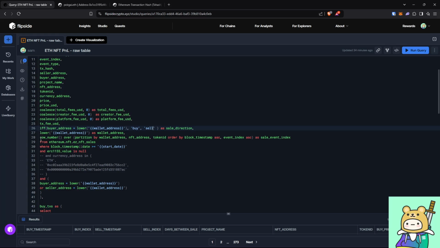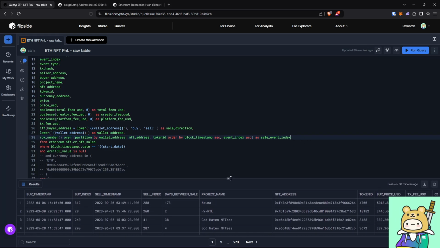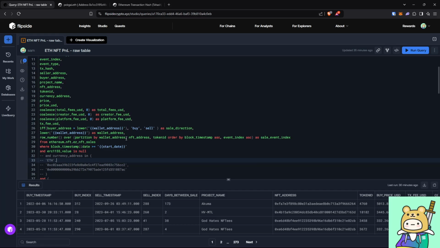And then I have here a row number, which just makes a row number starting from 1. It starts a row number for every unique combination of NFT address and token ID. I have wallet address here, but it doesn't matter because we're just filtering for one wallet address.